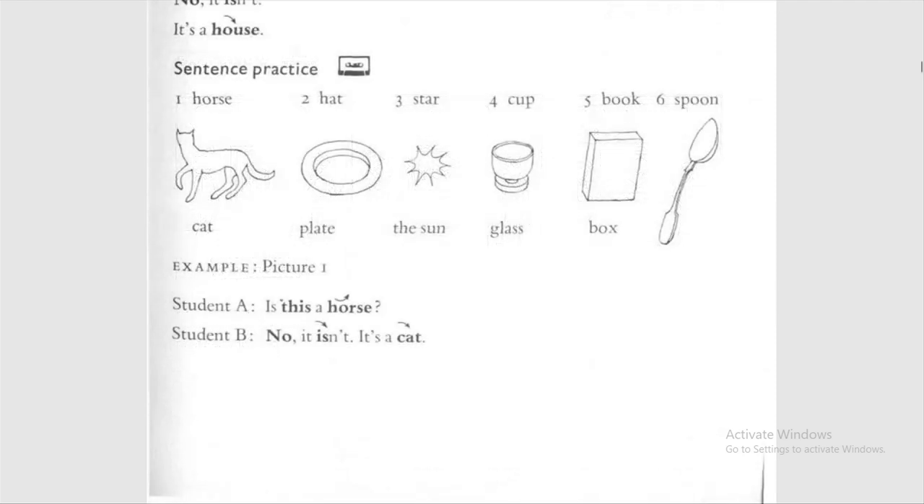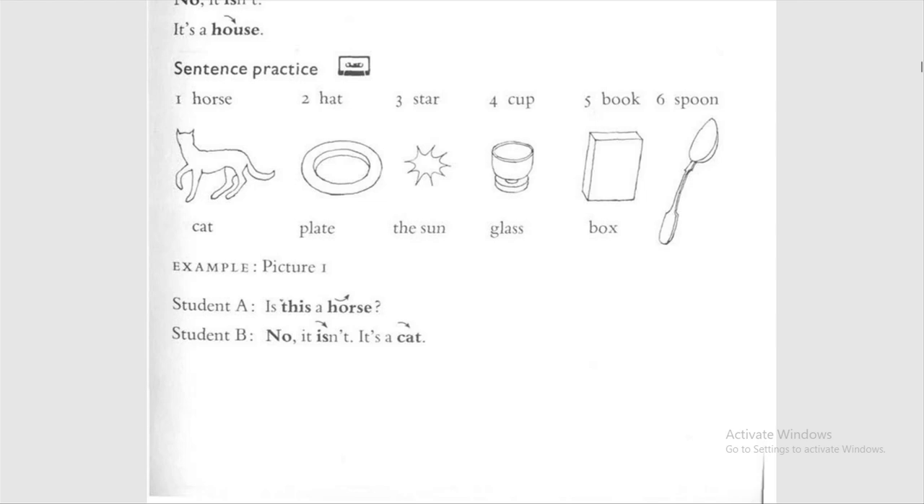5. 1. Is this a horse? No, it isn't. It's a cat. 2. Is this a hat? No, it isn't. It's a plate. 3. Is this a star? No, it isn't. It's the sun.